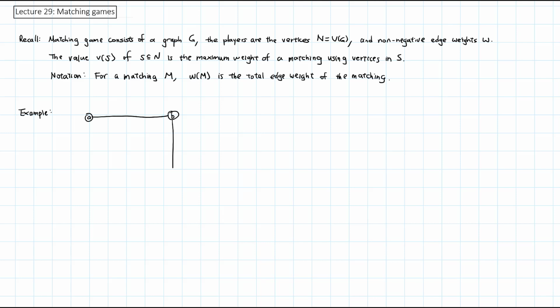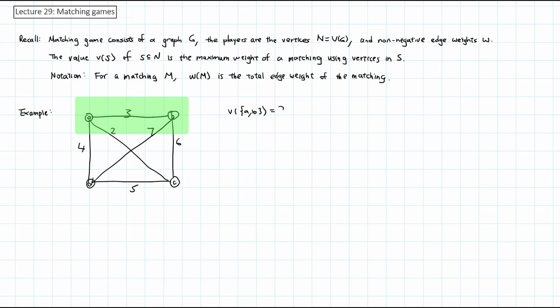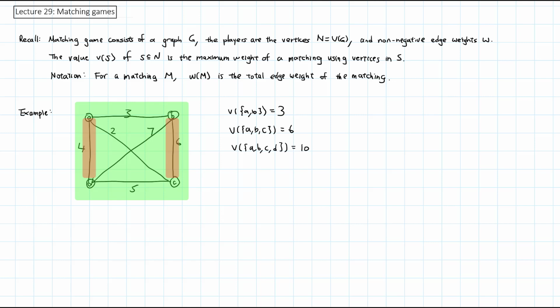Here is an example of a graph with edge weights. The value of coalition AB is 3. There is only one edge that forms the matching. The value of coalition ABC is 6, the edge joining B and C. And the value of the grand coalition is 10. This is from the matching AD and BC.